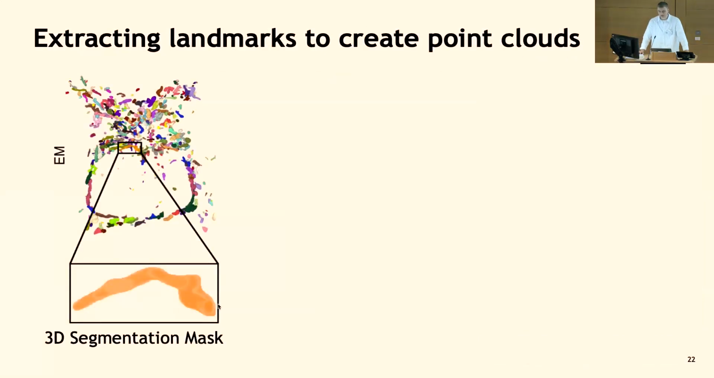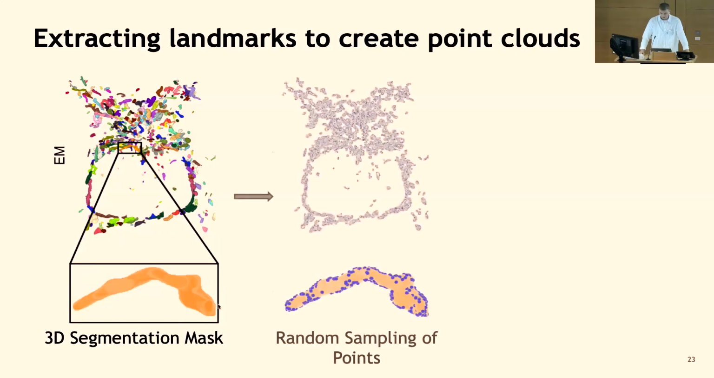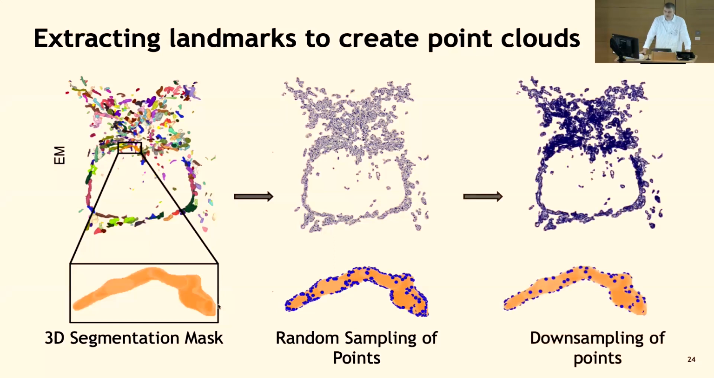Next, we must extract the landmarks from the segmentation masks of the mitochondria from both the electron microscopy and the fluorescence microscopy. And to do this, we randomly sample a number of landmarks around the membrane of the segmentation masks. This results in two point clouds, one for the electron microscopy and one for the fluorescence microscopy. These point clouds are far too dense, however, and the registration between the two would be far too computationally expensive and take far too long. So as such, an additional downsampling step is performed to create a more sparse point cloud for each modality, as you can see.